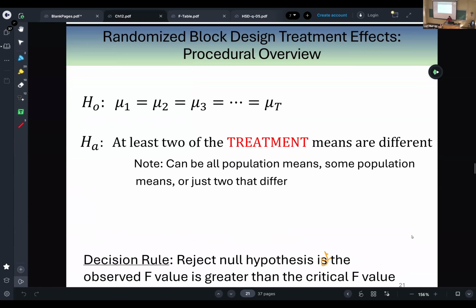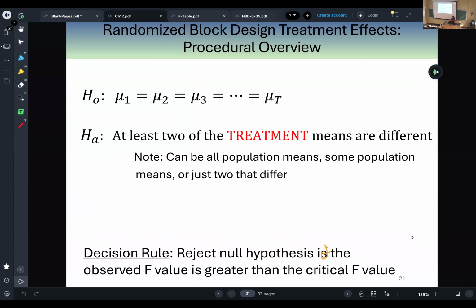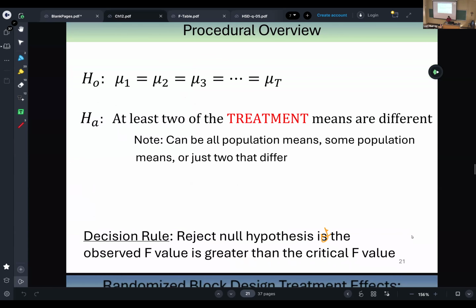And we test the treatments by hypothesizing that all of the means are equal. And the alternative is at least two of the means are different. Right? And it can be all of them different, two of them different, or just some of them different. And we have that decision rule: reject the null hypothesis if the observed F is greater than the critical value. So we really know that rule, right?